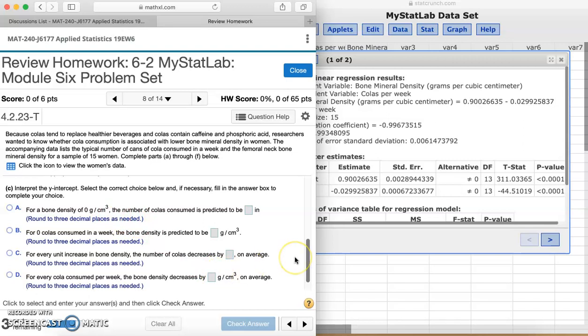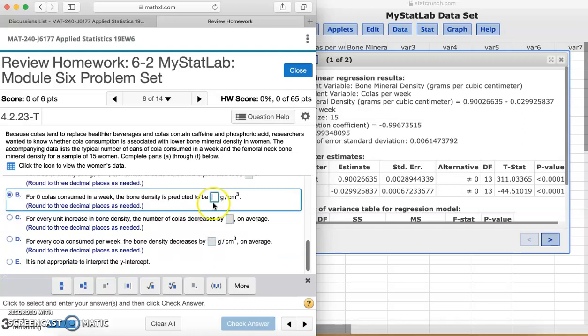Now, part C, interpret the Y-intercept. Select the correct choice below, and if necessary, fill in the answer box to complete your answer. So when we're interpreting the Y-intercept, that gives us the baseline or the value of Y when X is equal to 0. So in this case, when someone doesn't consume any colas per week, the intercept tells us what we would expect their bone density to be. So let's look for the one that says for 0 colas consumed in a week, and that looks like option B. And our intercept that we found is 0.900.